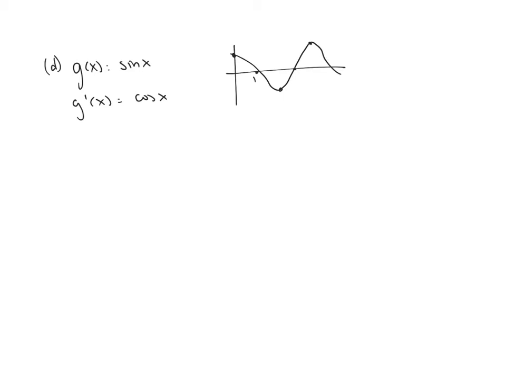So let's see, this happens at pi over 2, and at 3 pi over 2. Now, our domain is not bound here, so it's going to continue, which means it's going to happen at plus or minus pi over 2, plus or minus 3 pi over 2, plus or minus 5 pi over 2, plus or minus 7 pi over 2, and it's just going to keep occurring. So those are all of my critical numbers.